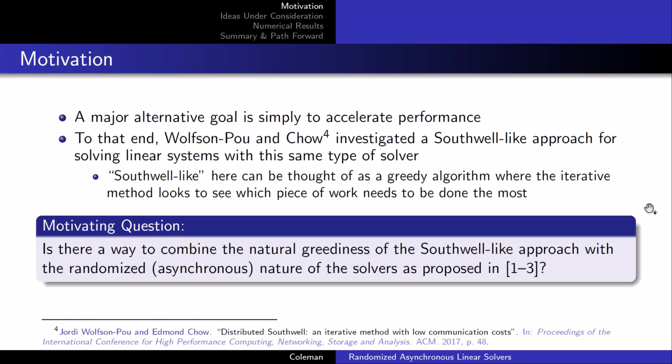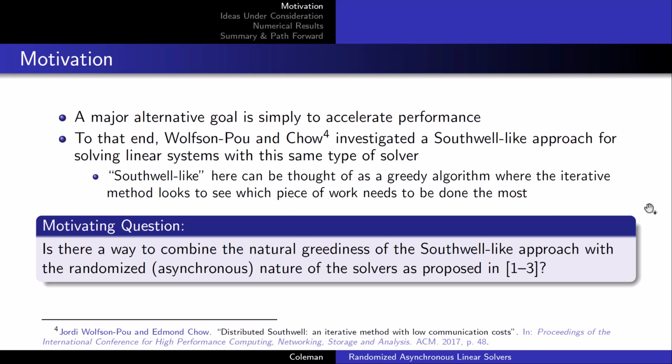Okay, and the other obvious goal for numerical methods research is just to make things go faster. So alternatively, on these similar kinds of techniques, still looking at fine-grained methods, there have been a couple of papers by Wolfson, Pao, and Chow that looked at a Southwell-like approach, which we'll get to a little better later, but I think the overall idea is just to think of it as a greedy algorithm.